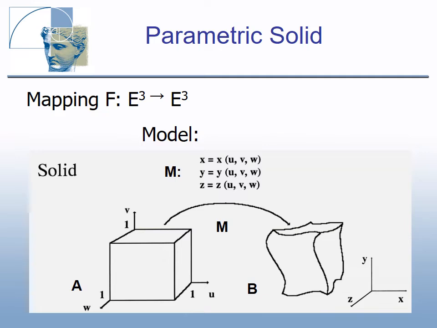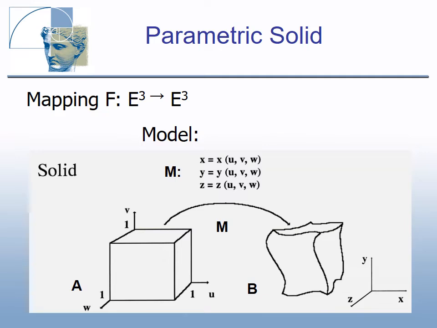In this example, the known original set A is a unit cube. The new set B is the solid. The mapping M is given by a set of parametric equations for each coordinate x, y, z with the parameters u, v, and w changing from 0 to 1. By giving any arbitrary values from 0 to 1 to the parameters u, v, and w, we substitute them into the parametric equations and calculate coordinates of the corresponding point in the solid. Thus, the entire cube is mapped to the entire solid.